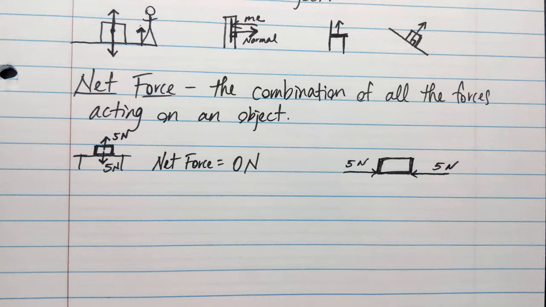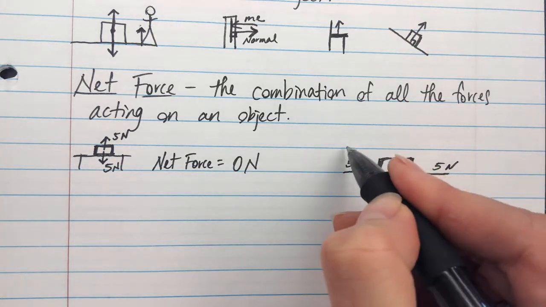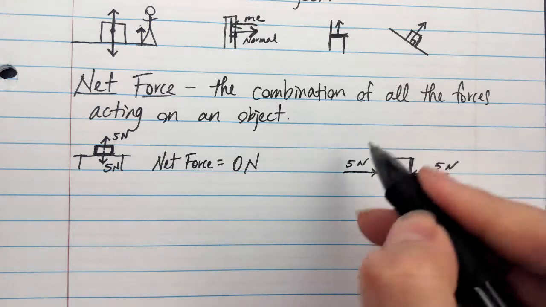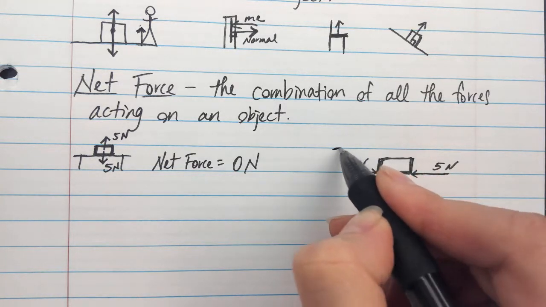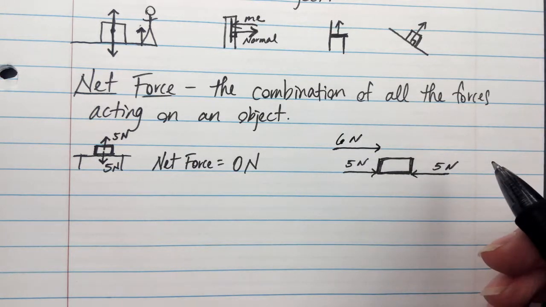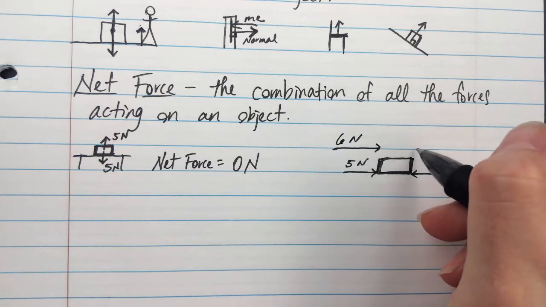How do I make the book move? As soon as I have more than friction, it moves. So for right now, we'll go ahead and put 6. But as soon as it's like 5 point whatever, it moves.